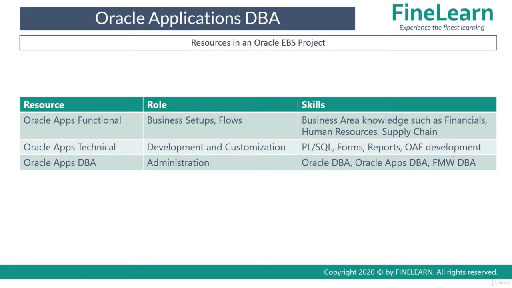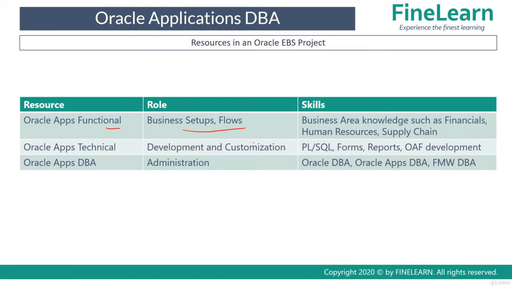Now, what are the different types of resources that are there in an EBS project? This slide does not show the usual project managers or the project owners or the stakeholders. It only shows all the resources or the employees which are actually part of an EBS project. The first type of resources or consultants that you see in an Oracle EBS project is Oracle Apps Functional. And these are the people who do the business setups and flows.